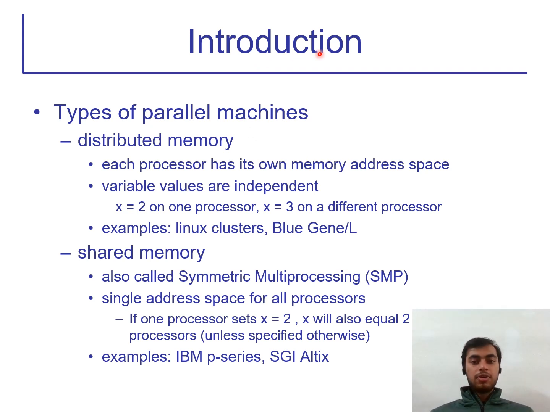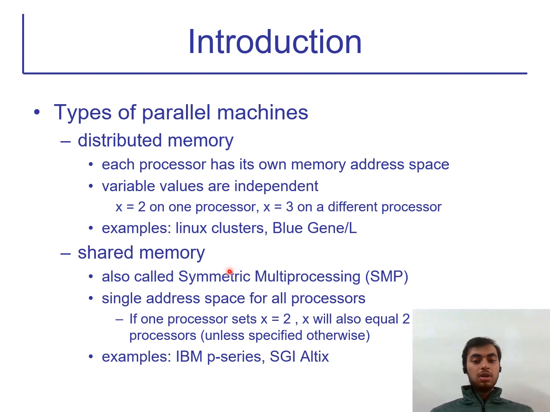So let's start with the introduction. What type of machines do we have now? We have two types of parallel machines: distributed memory machines and shared memory machines. What is distributed memory? Each processor has its own memory address space. Variable values are independent. If x equals 2 on one processor, then x equals 3 can be set on a different processor. Examples of distributed memory are Linux clusters and Blue Gene.